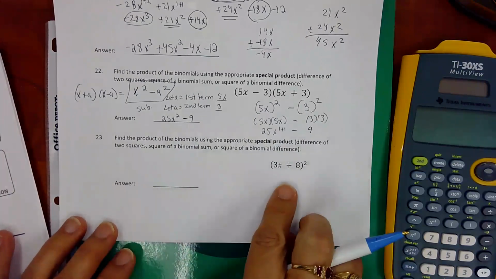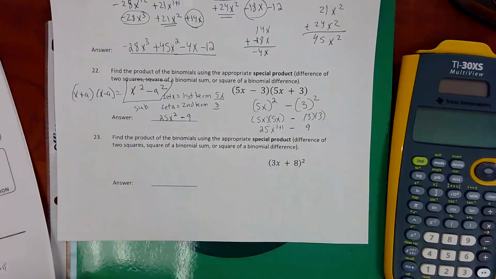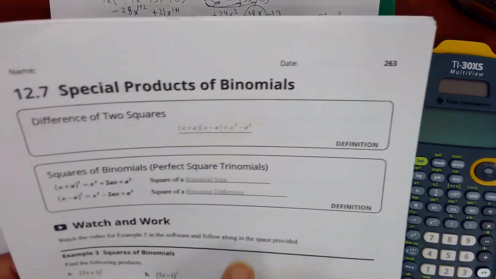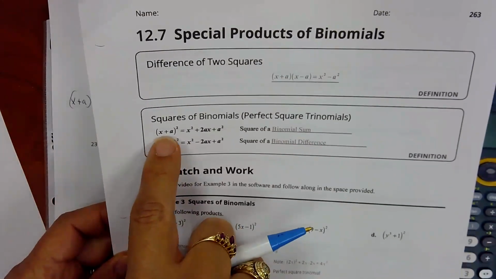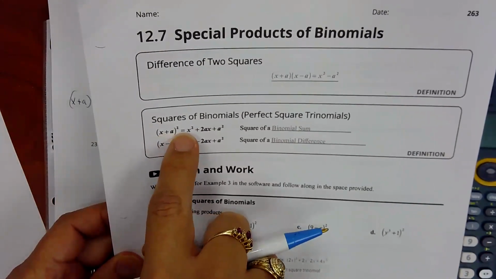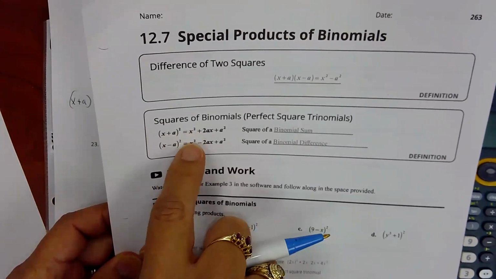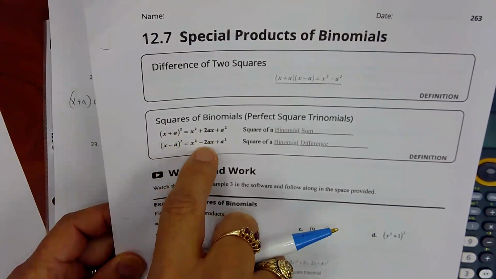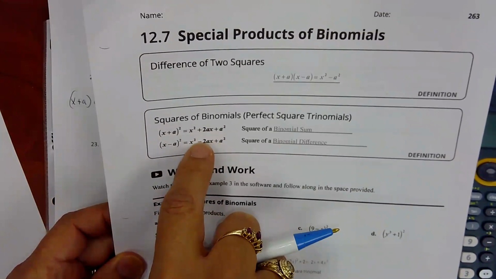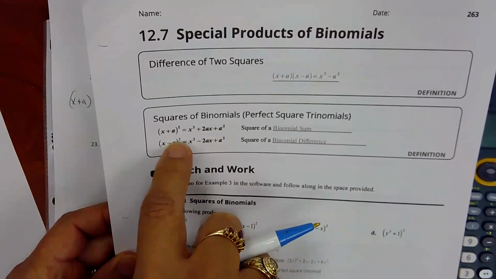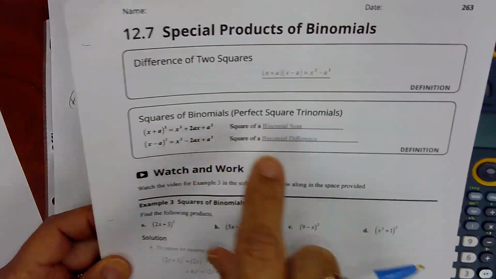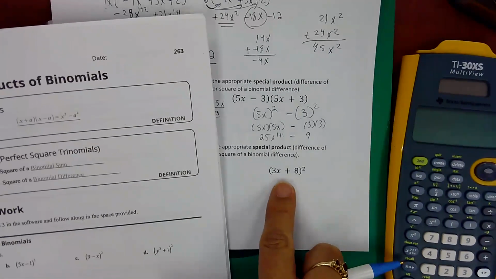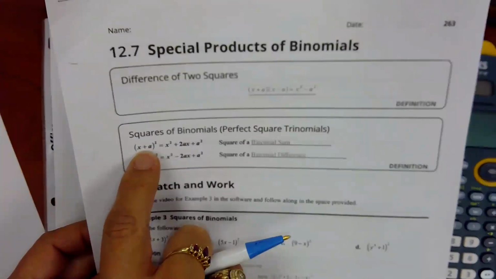Okay, and then this problem down here mimics this one. These are almost identical, except for the signs. See, this one they're all positive, this one has one negative because of this. But this is 3x plus 8 quantity squared. So that falls under this.